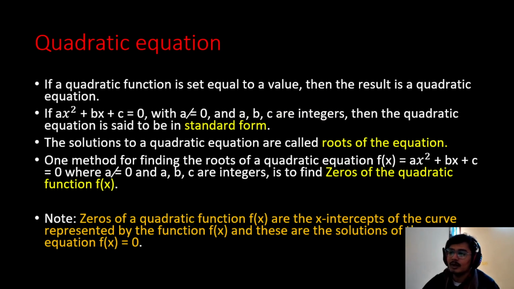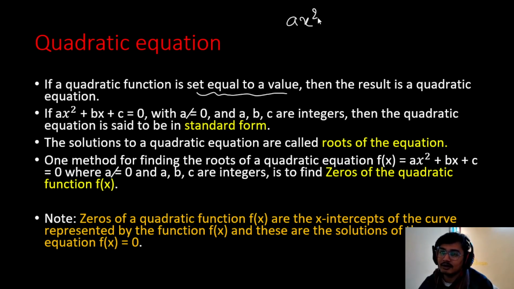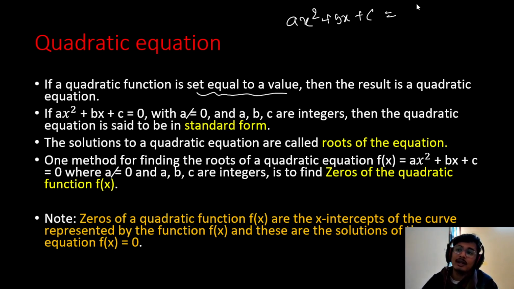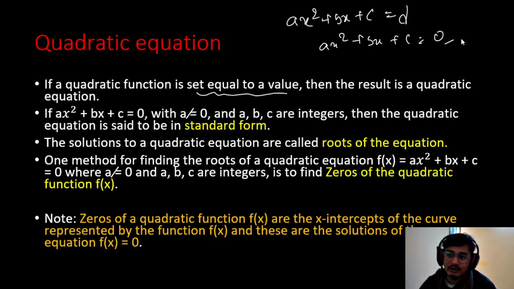Okay, next we talk about the quadratic equation. Remember, these are the quadratic functions. Now we are talking about the quadratic equation. What is the equation? If a quadratic function ax square plus bx plus c is set equal to a value, let's say d or something, many times we get ax square plus bx plus c equals 0. So if any quadratic function is set equal to a value, then the result is a quadratic equation.